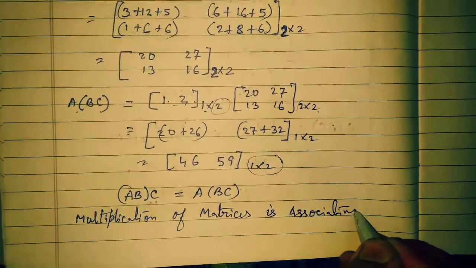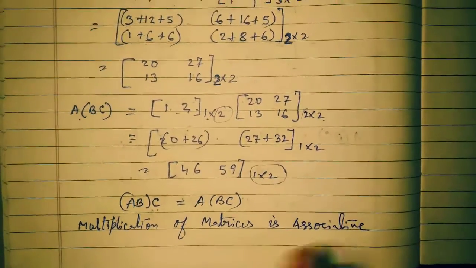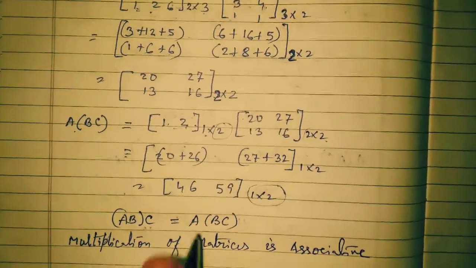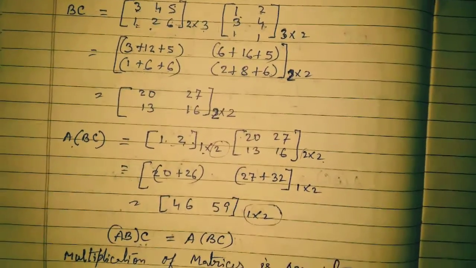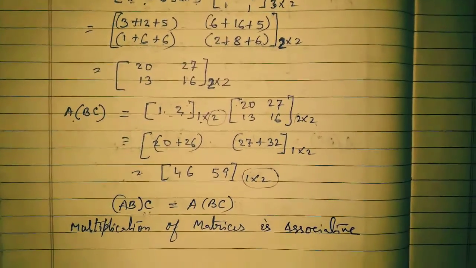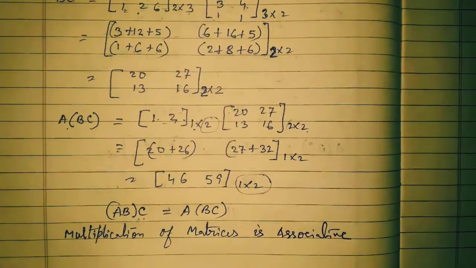Multiplication of matrices is associative when it is defined. It means that when the order is the same, then only it is associative, otherwise it is not associative. Clear, students? So this is the second property of the multiplication of matrices.